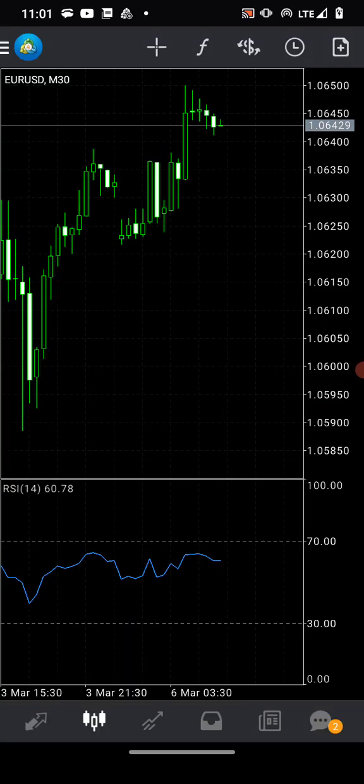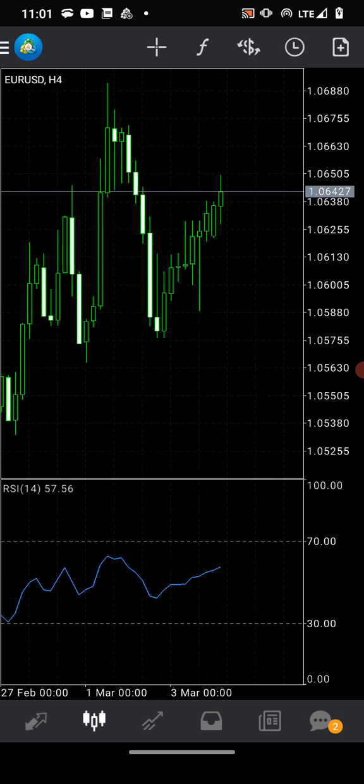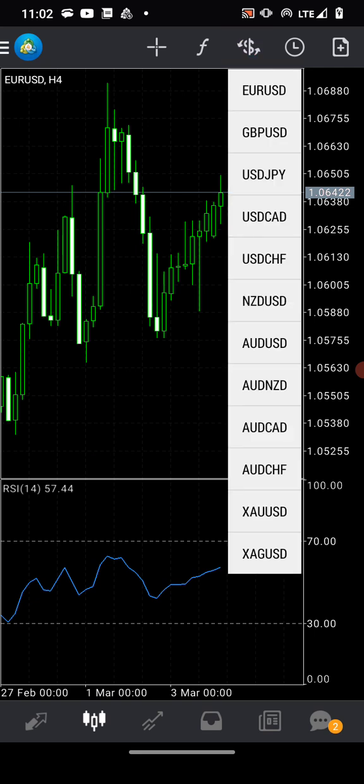Now, you see that indicator? Now look at the shape of that thing. Let's put it on a bigger time frame. Now, does that indicator reflect the movement of the price of the currency? Let's put it on a different currency.